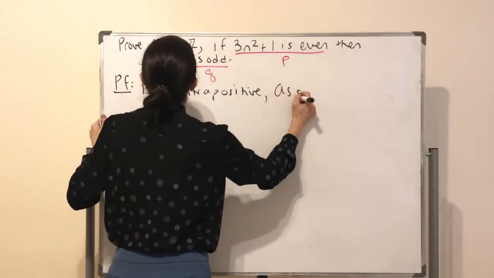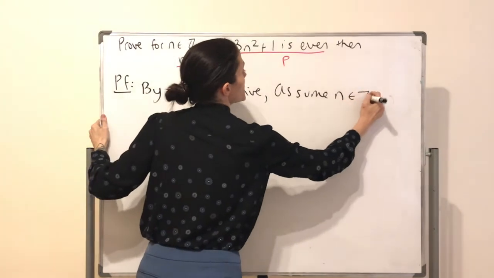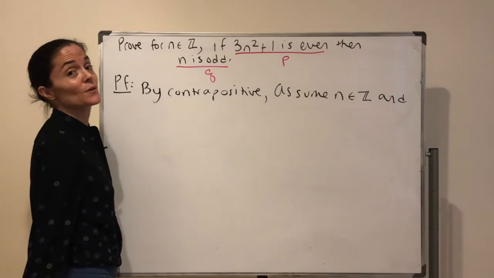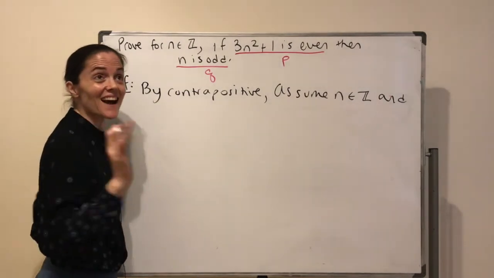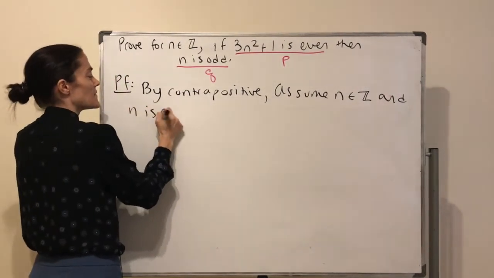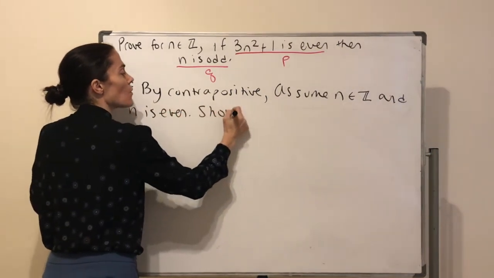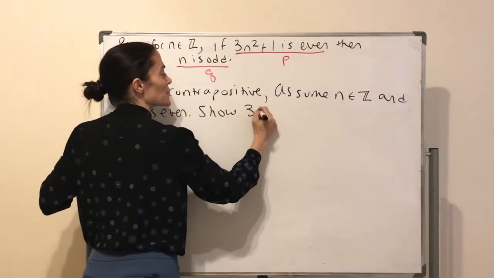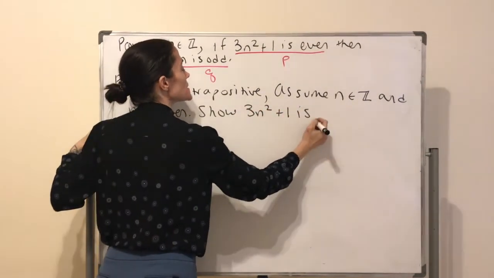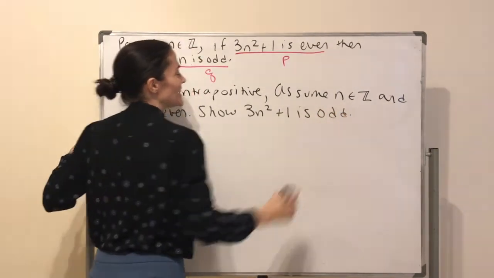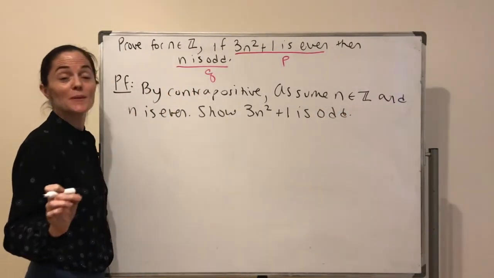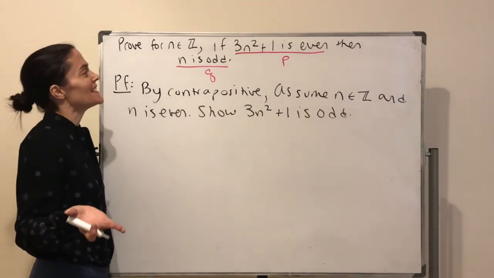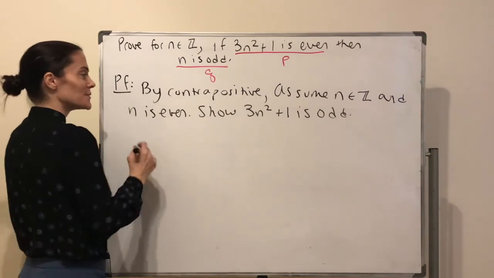So let's assume, well, n is an integer, and I assume not Q. So I assume n is not odd. This means n is even. And then I want to show, well, not P. So I need to show that 3n squared plus 1 is not even, or equivalently, 3n squared plus 1 is odd. And then I will have proved this statement using contrapositive.